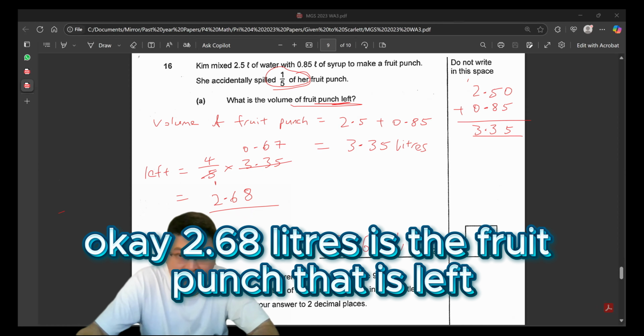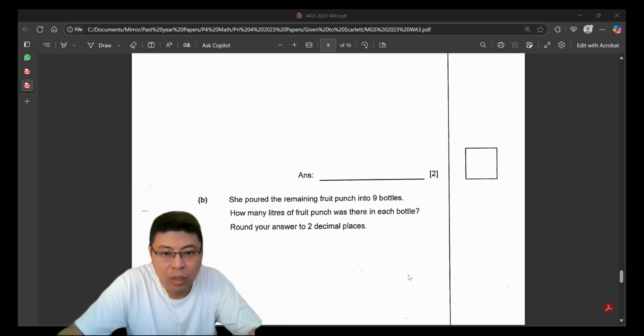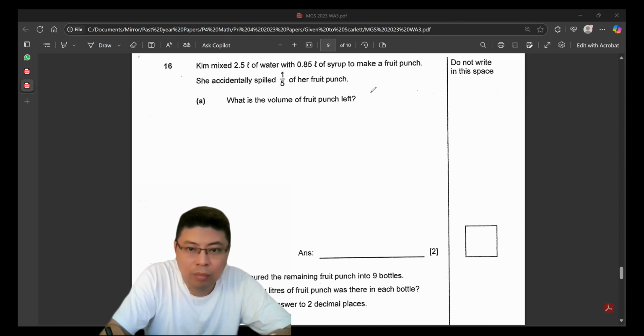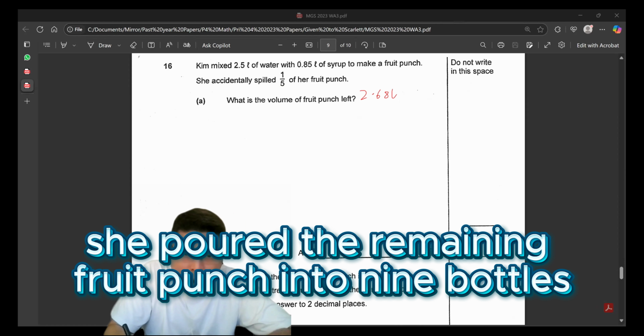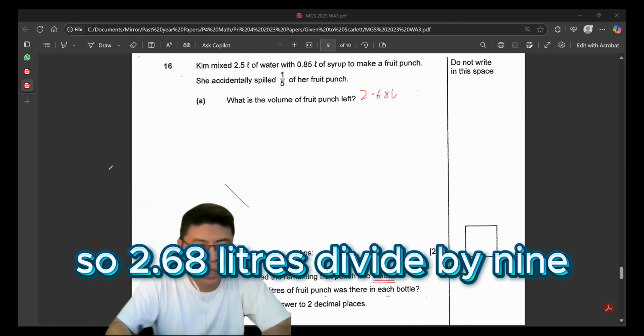Because she spilled 1/5, so left with 2.68 liters. Okay, next. She poured the remaining fruit punch into 9 bottles. How many liters of fruit punch was there in each bottle? So 2.68 liters divided by 9.